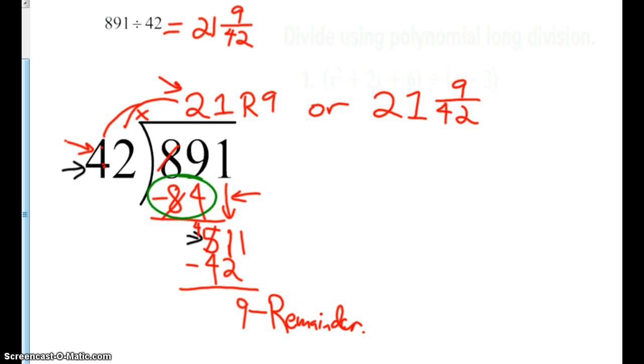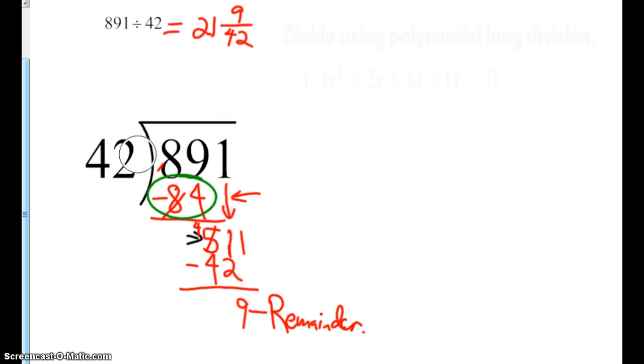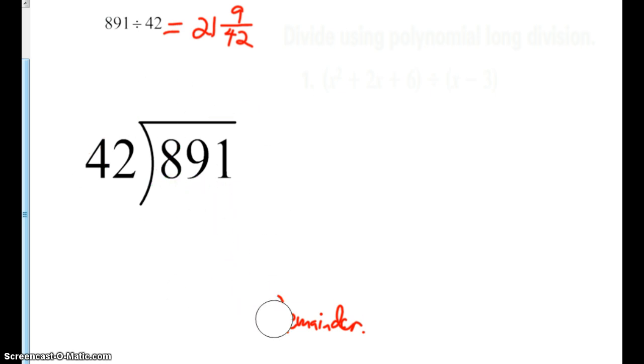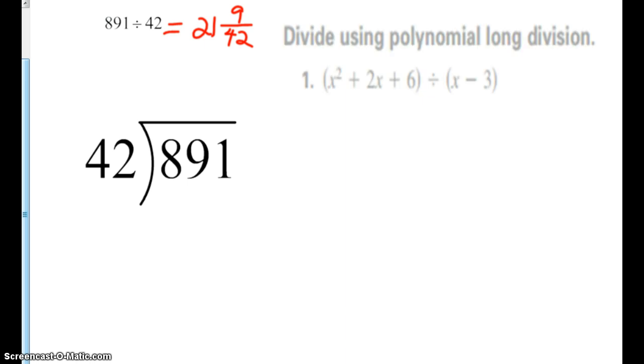All right, now I'm going to show you how to do this with polynomials. The process, or the algorithm, is the same, but just with variables. Let's take a look at an example. Suppose I said divide using polynomial long division. I've got x squared plus 2x plus 6 divided by x minus 3.